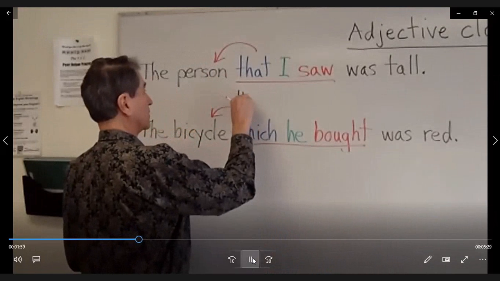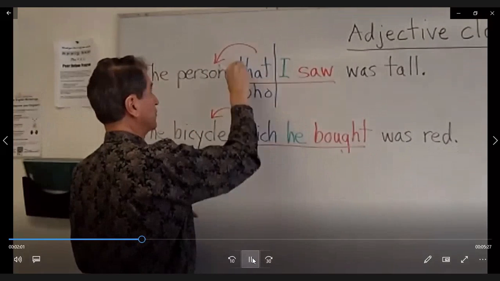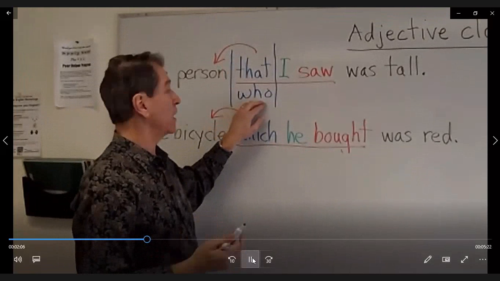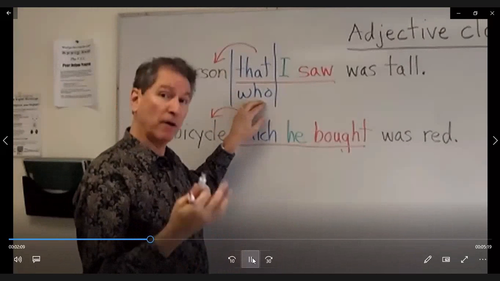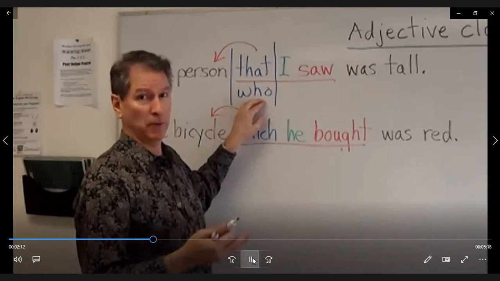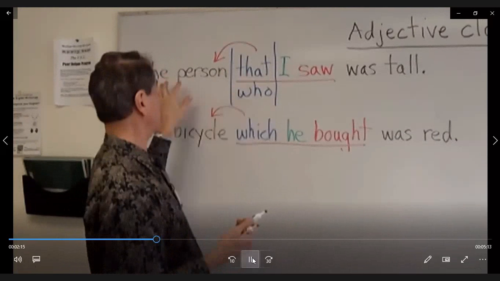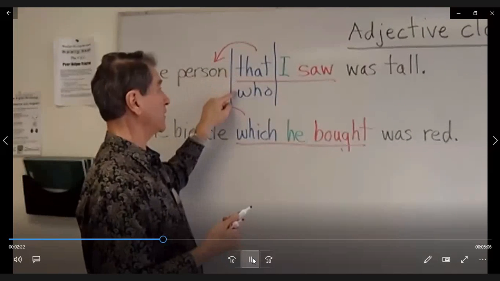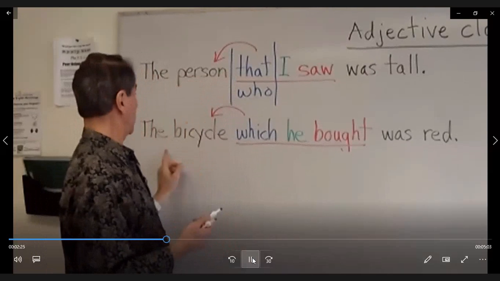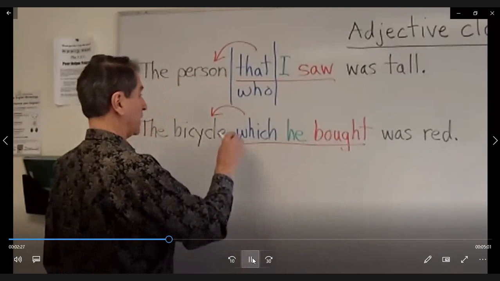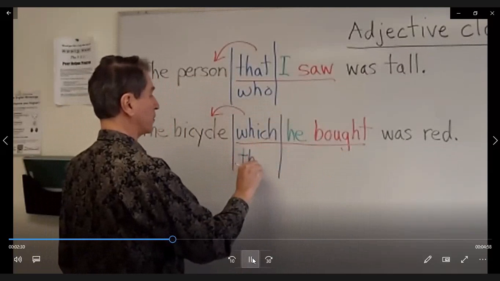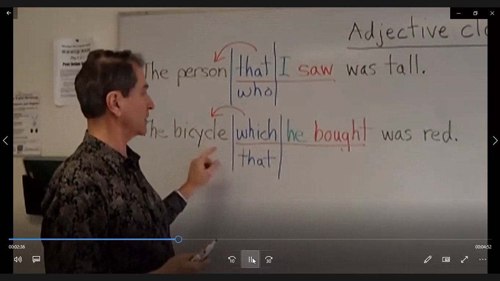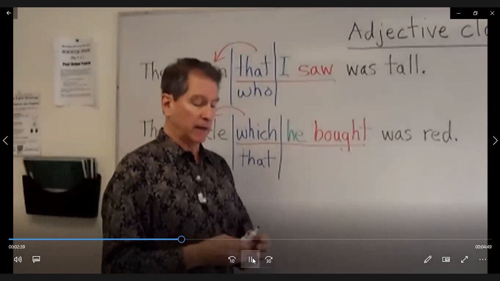The second marker is who. So if I put who here, I can actually substitute it in place of that. Now there are some people who also use the word whom, which is actually grammatically correct here. However, very, very few people use the word whom. Most people just say who or that. So you can say the person who I saw was tall, or the person that I saw was tall. That and who are used for people. The bicycle which he bought was red. I can also say the bicycle that he bought was red. So which and that are used for things. The bicycle that he bought was red.